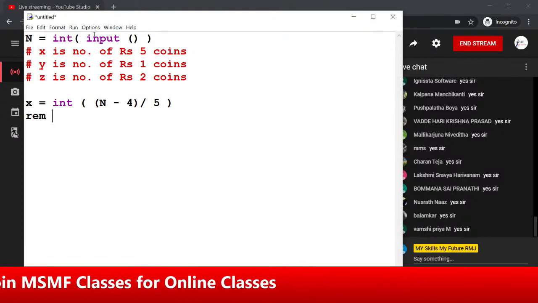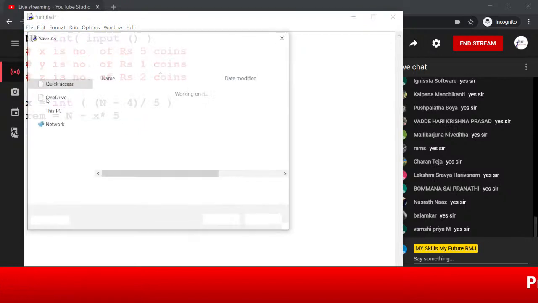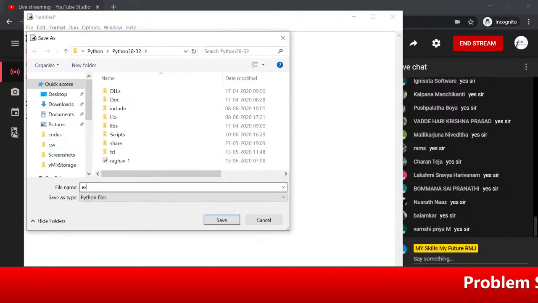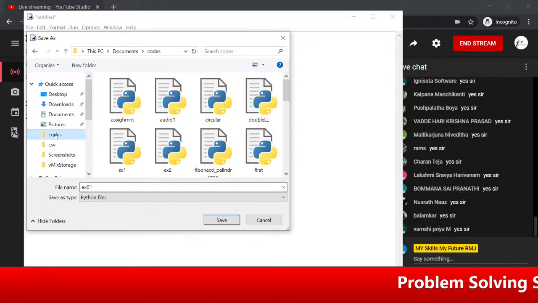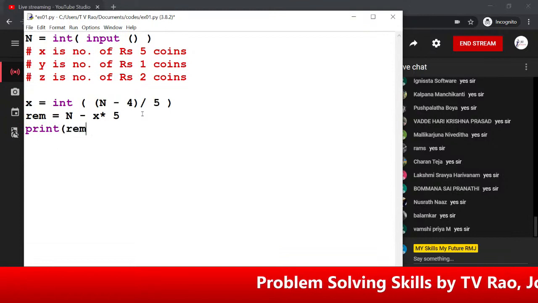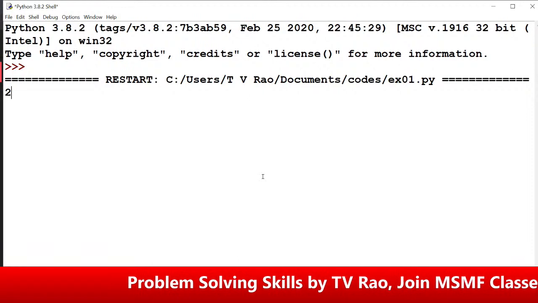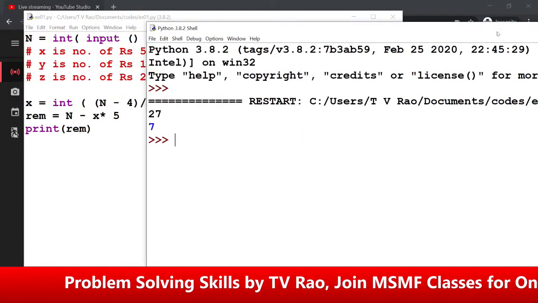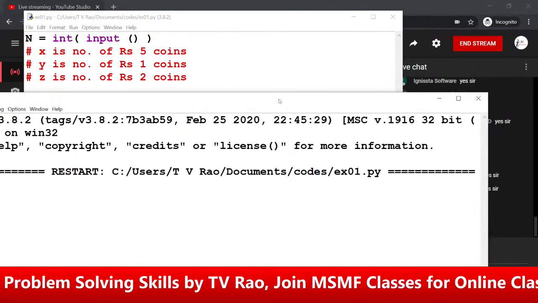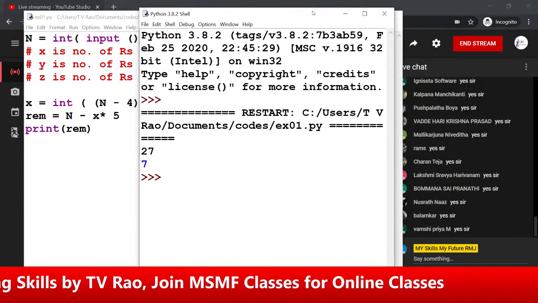Next, find out remaining. What is remaining amount? Remaining amount is n minus number of coins of 5 into 5. This is remaining amount. Okay, so let us save this. As example, one of the day in quotes, and let us find out the remaining first. Print remaining. Okay, I take n as say 27. So how many coins of 5 rupees are used? 4. Okay, and what is the remaining amount? 7.